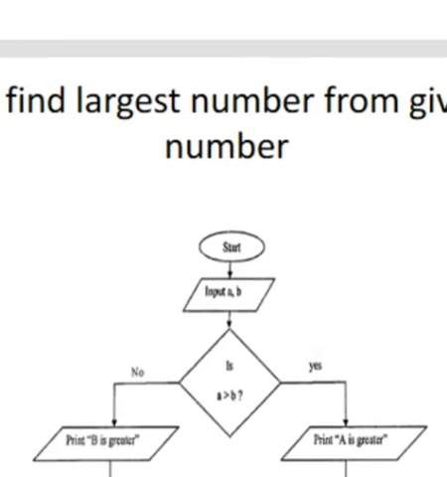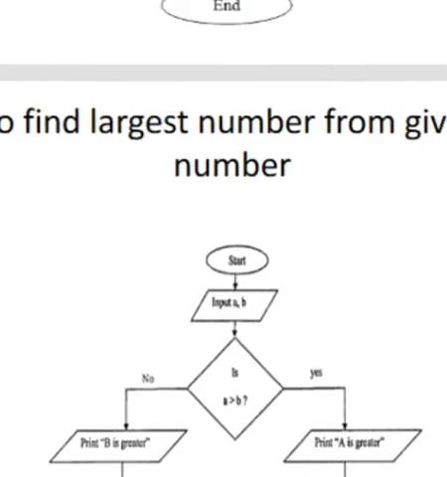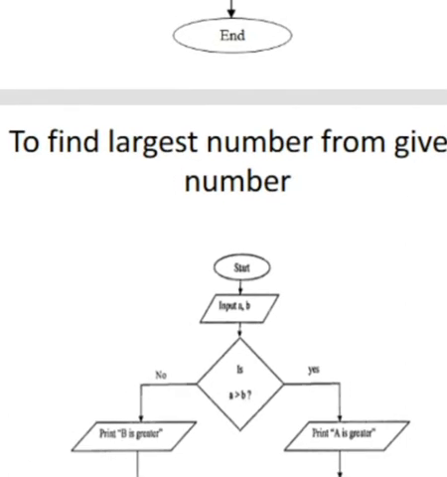Start and stop. So there are two inputs. Is A greater than B? If yes, then print A is greater, and if no, then print B is greater. So this was the example to find the largest number from given numbers.